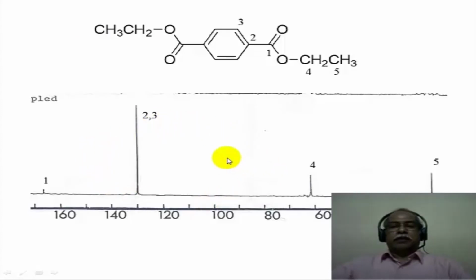This is an example of a carbon-13 spectrum, a broadband decoupled carbon-13 spectrum of this particular diester. You can see here the carbonyl carbon comes around 168 or 169 ppm. The ipso carbon as well as the ortho carbon, namely carbon number 2 and carbon number 3, accidentally merge in the spectrum. They come at the same frequency.